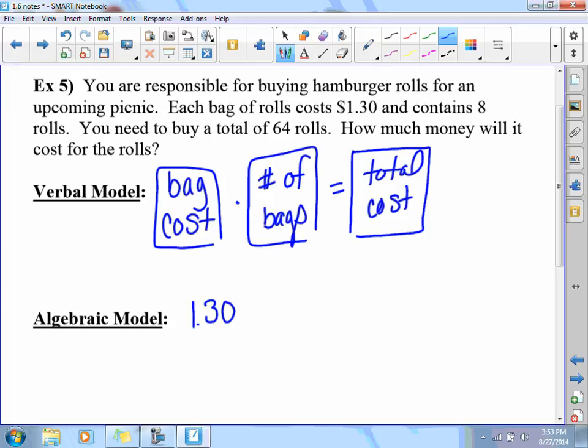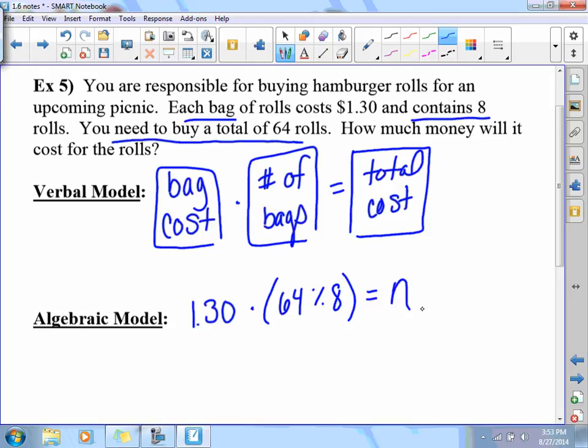So let's go back to our problem. It says you need to buy a total of 64 rolls, and each bag contains 8 rolls. So basically, we have to do a little extra step here. We have to take 64, the total number we need, and divide it by 8. If we need 64 rolls and there's 8 rolls in a bag, dividing 64 by 8 will tell us how many bags we need. And then once we know that, we can find our total cost.